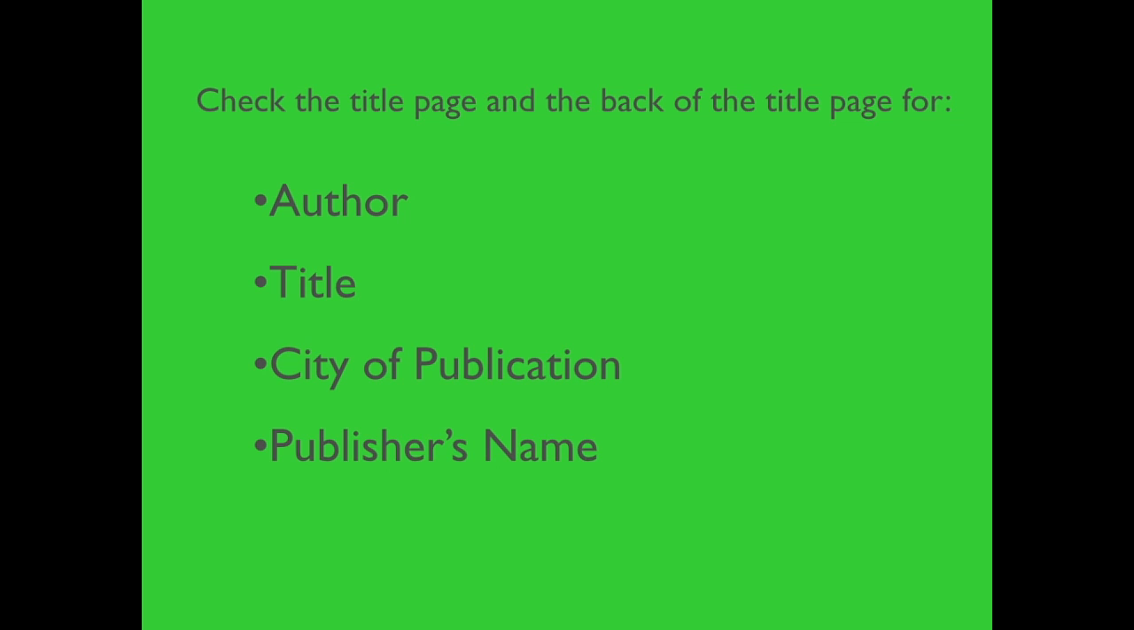If you are unable to find your book by searching with the ISBN number, you will need to check your book for the bibliographic information yourself and enter it into the book form. Check the title page and the back of the title page for the author, title, city of publication, publisher's name, and the year of publication.